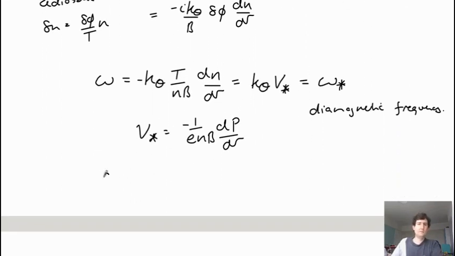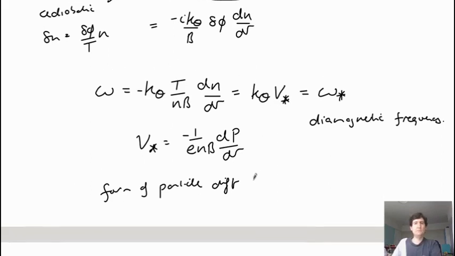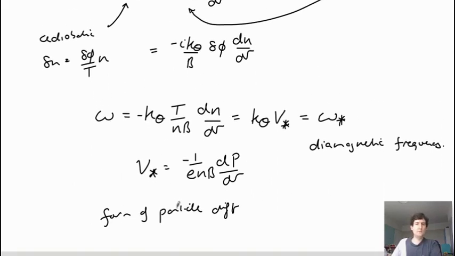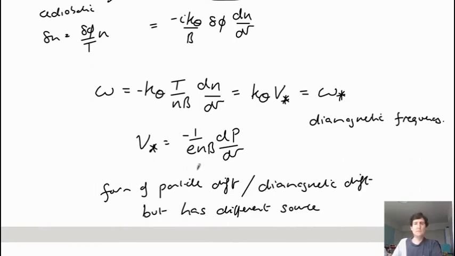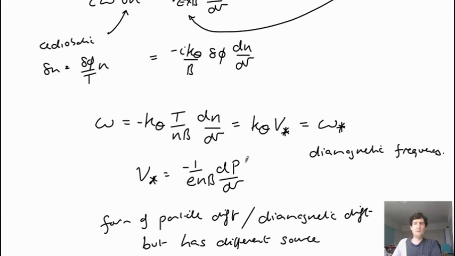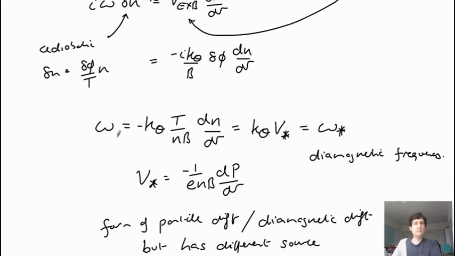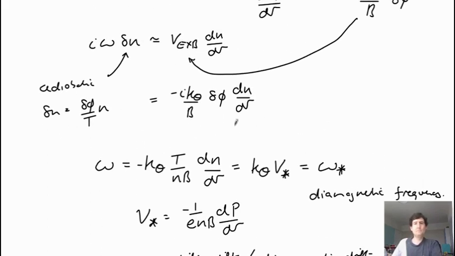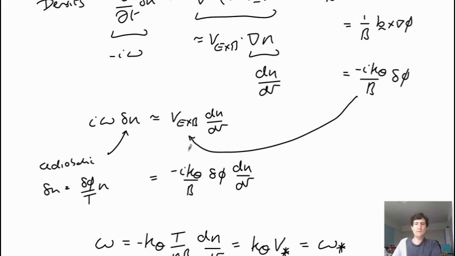So it has the form of a particle drift or diamagnetic drift, but you can see it's come from quite a different source. And so because the frequencies are like the diamagnetic drift frequencies, these are called drift waves, but you can see that the derivation has very little to do with the actual diamagnetic drift, and it comes about through the adiabatic response and the radial advection of density by E cross B drifts.